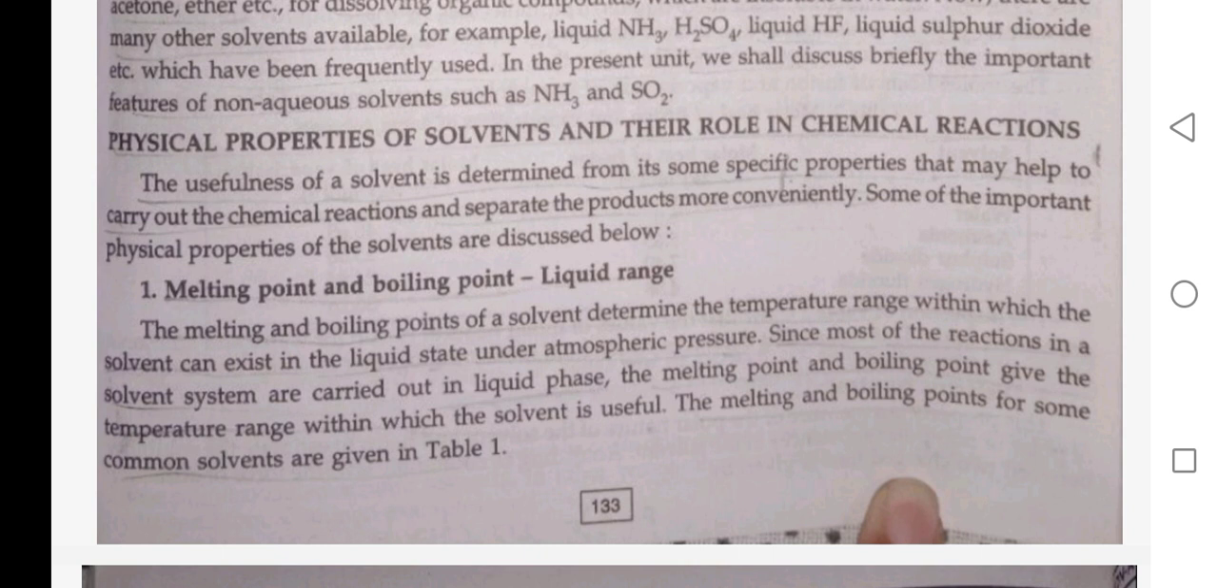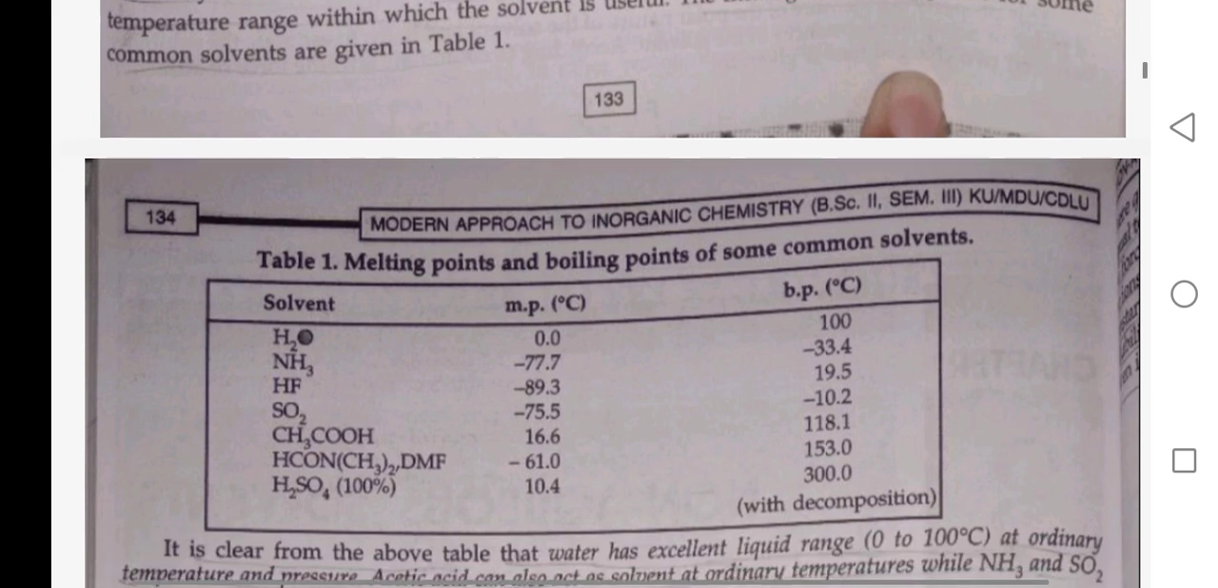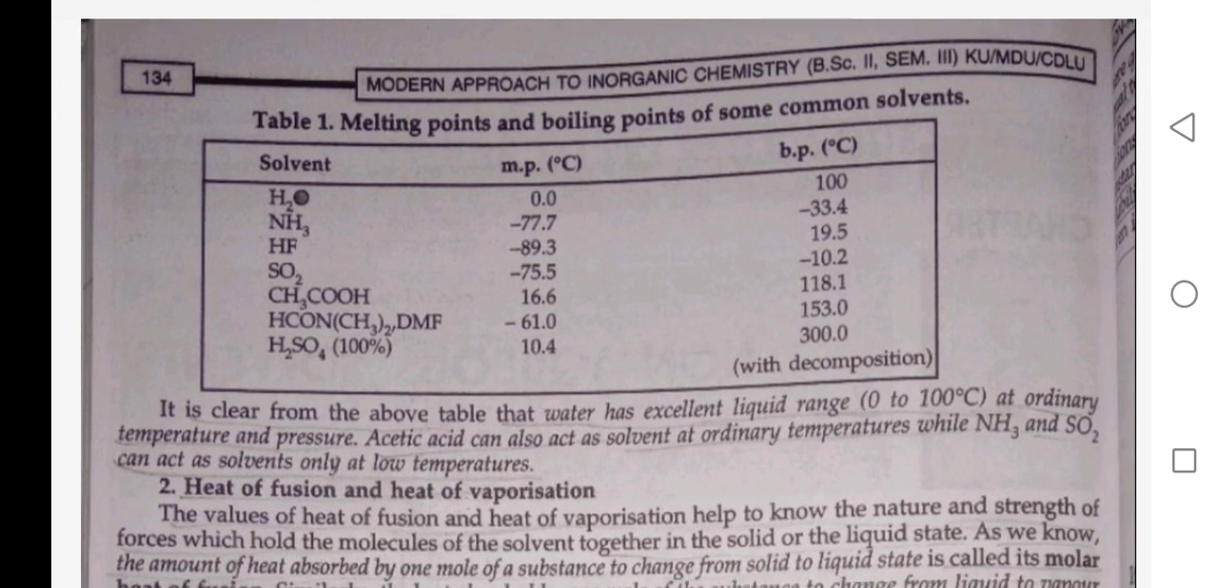Melting point and boiling point. Liquid range. The melting and boiling points of a solvent determine the temperature range within which the solvent can exist in liquid state under atmospheric pressure. Since most reactions in a solvent system are carried out in the liquid phase, the melting point and boiling point give the temperature range within which the solvent is useful. The melting and boiling points for some common solvents are given in the table.